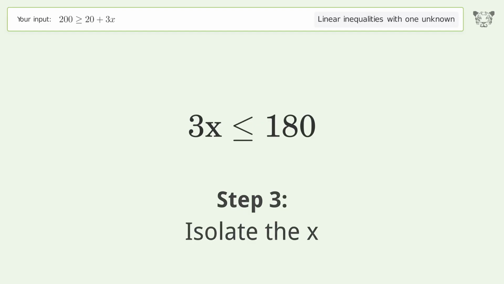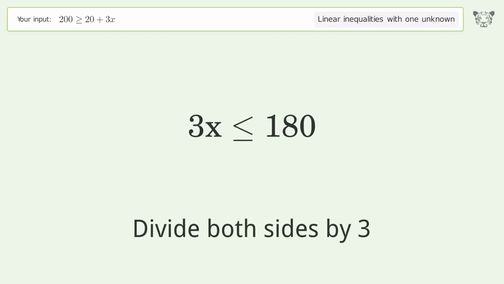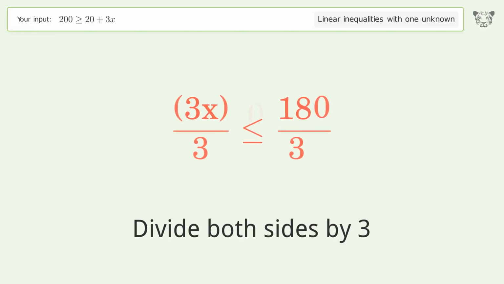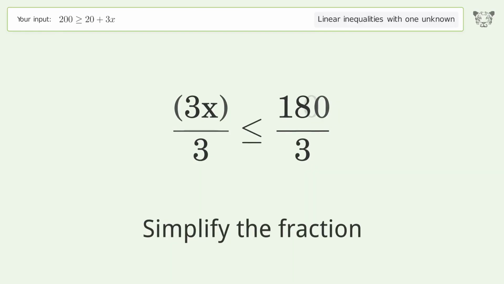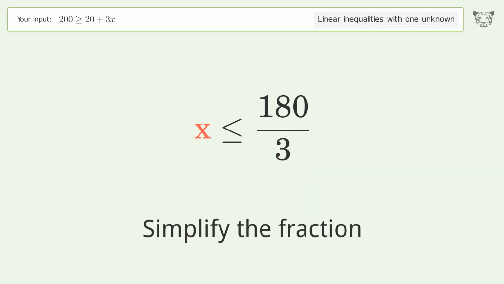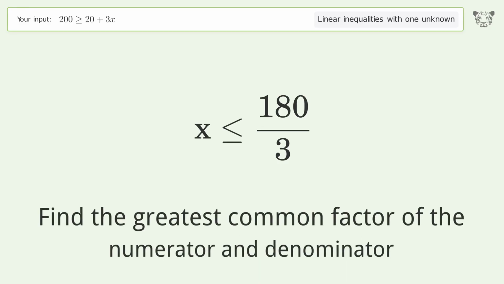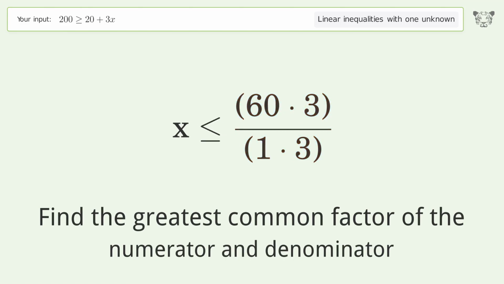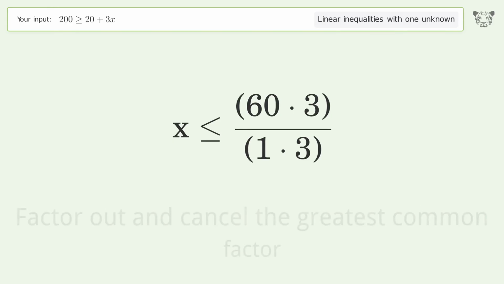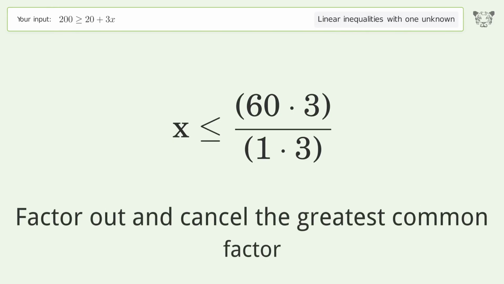Isolate the x. Divide both sides by 3. Simplify the fraction. Find the greatest common factor of the numerator and denominator. Factor out and cancel the greatest common factor.